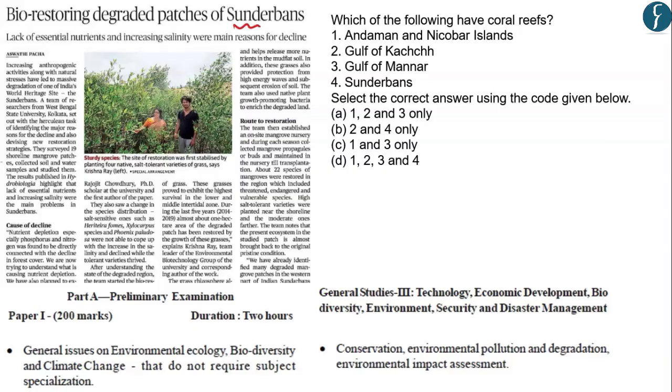Now, the topic of Sundarbans is taken from page number 15 of today's newspaper, and it talks about a very interesting topic, which is biorestoring degraded patches of Sundarbans. As far as this topic is concerned, it will be important for prelims as well as for mains examination. In the prelims, it will come under general issues on environmental ecology, biodiversity, and climate change. In the mains examination, it will be part of General Studies Paper 3, under the subhead of conservation, environmental pollution and degradation, and environmental impact assessment.